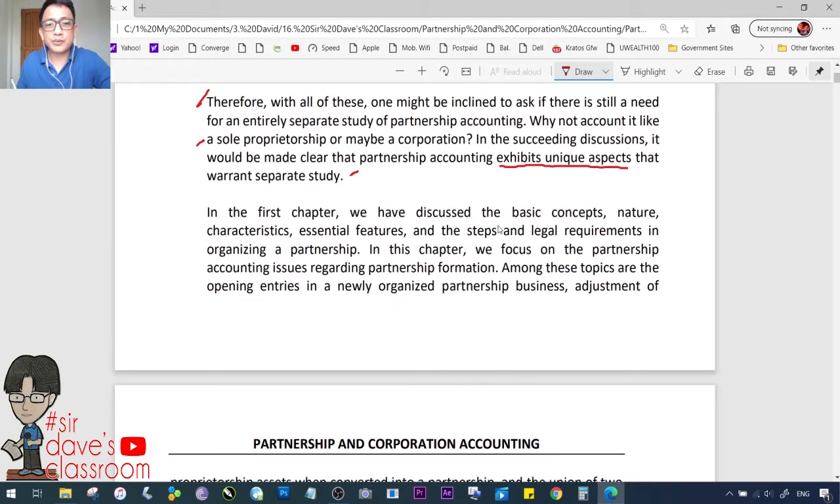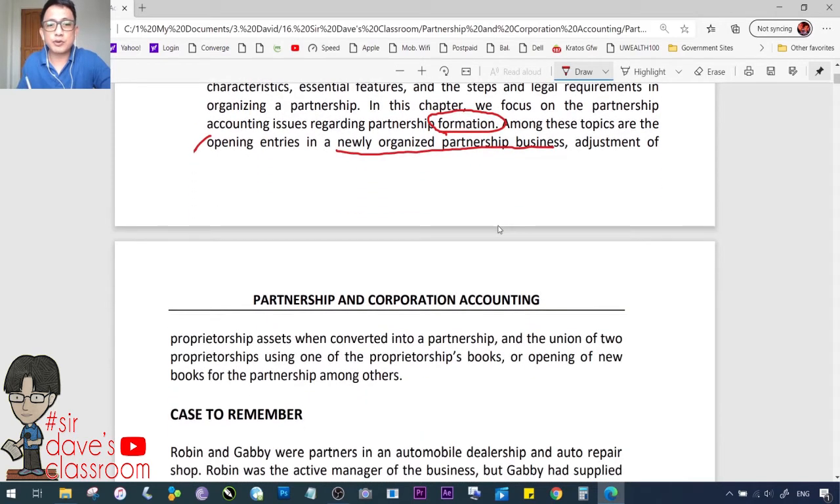In the first chapter, we have discussed the basic concepts, nature, characteristics, essential features, and the steps and legal requirements in organizing this form of business partnership. In this chapter, we focus on the partnership accounting issues regarding partnership formation. Among these topics are the opening entries in a newly organized partnership business, adjustment of proprietorship assets when converted into a partnership. Pwede din kasing yung isa may business, okay?